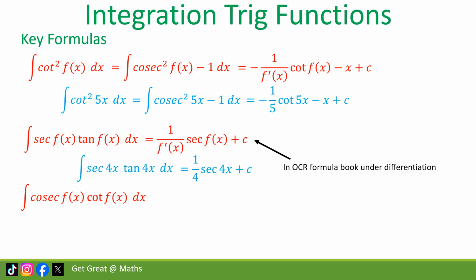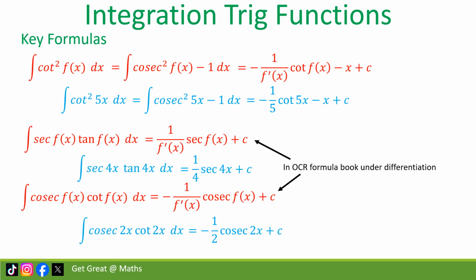Next is the integral of cosec f of x cot of f of x dx. Again, this is in your formula book as a differentiation, so you can look the opposite way to integrate it. So it's going to be minus 1 over f dashed of x cosec of f of x plus c. An example of this is the integral of cosec of 2x cot of 2x dx, which is going to be minus 1 over 2 because the differential of 2x is 2, cosec of 2x plus c.